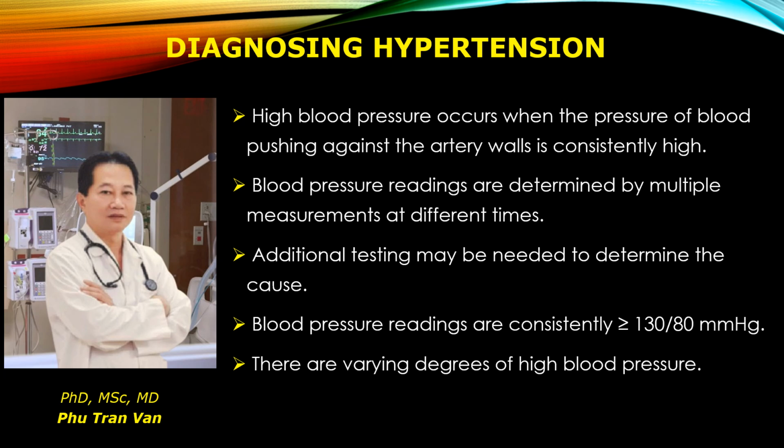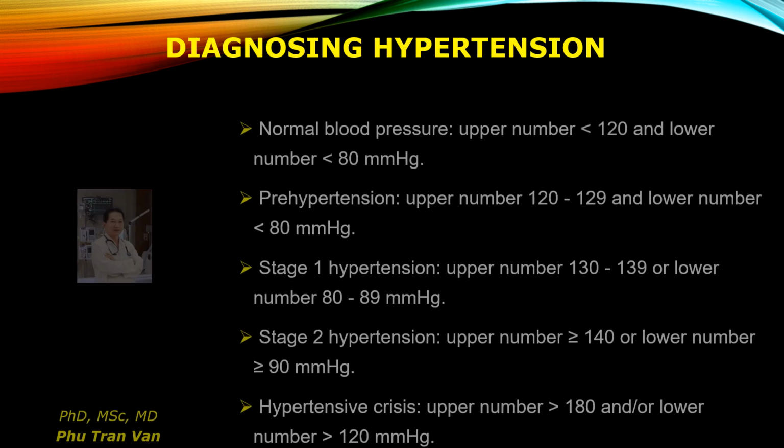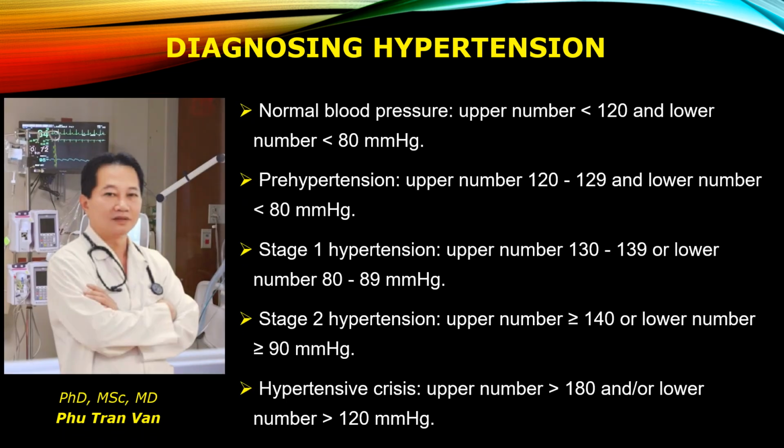According to the American Heart Association, hypertension is a blood pressure reading of 130/80 millimeters of mercury or higher. Hypertension has different levels. Each level of hypertension has different treatment indications. The American Heart Association divides blood pressure into 4 categories, and one emergency is called a hypertensive crisis.